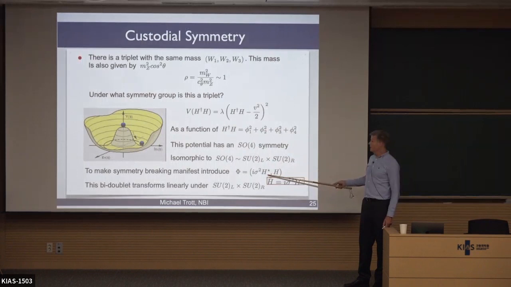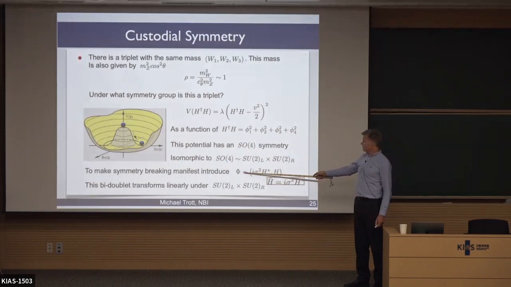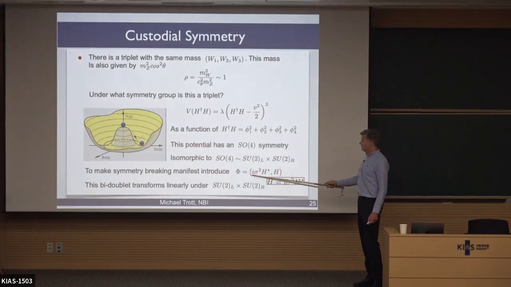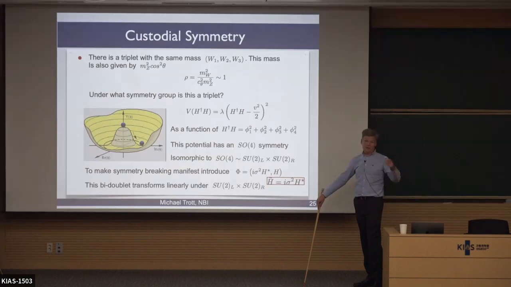And then you can make those SU2 left and SU2 right transformations in the scalar sector manifest by introducing this field, which we usually call a bi-doublet field. We introduce this H tilde, and we group these 2 H fields like this. We group it in this way because then on this combination of fields, the left and the right transformations are literally on the left and on the right as linear transformation properties on that bi-doublet field.